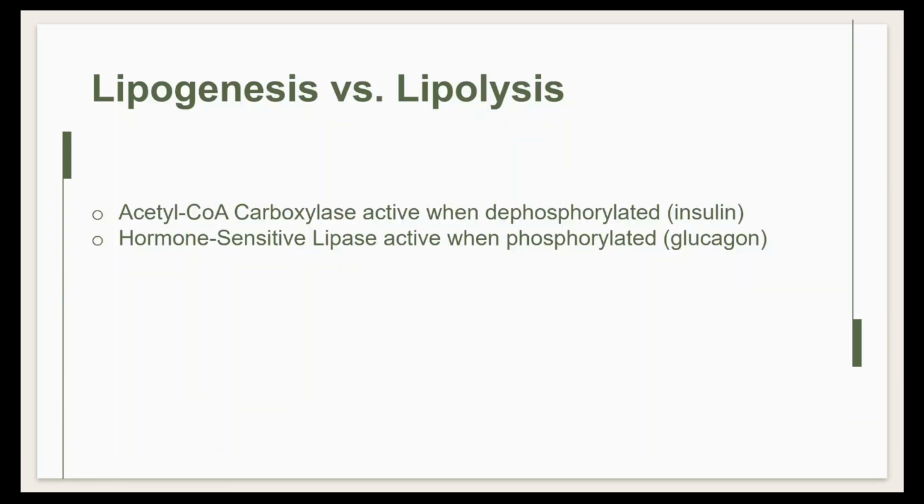Moving to lipid metabolism, lipogenesis will be activated under the influence of insulin. The rate limiting enzyme is acetyl-CoA carboxylase. It will be active in its dephosphorylated form under the influence of insulin. And for lipolysis, it is the hormone-sensitive lipase enzyme, which will be active in the phosphorylated form under the influence of glucagon.